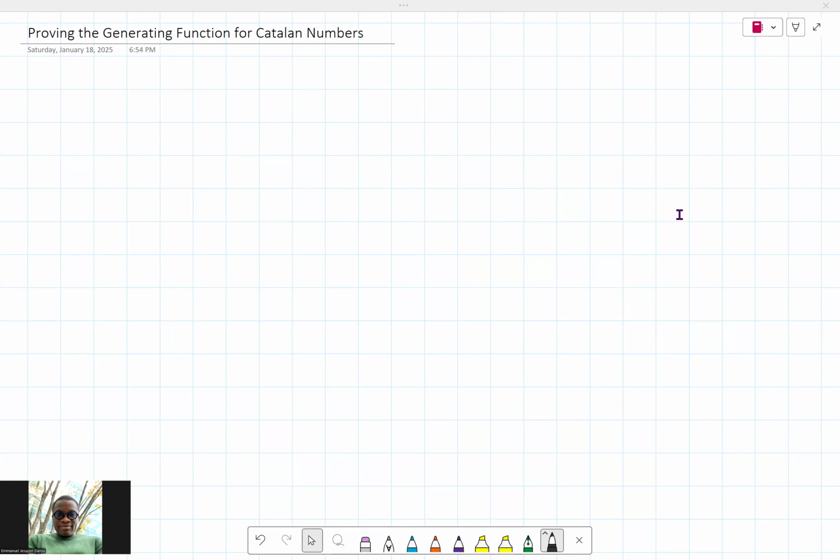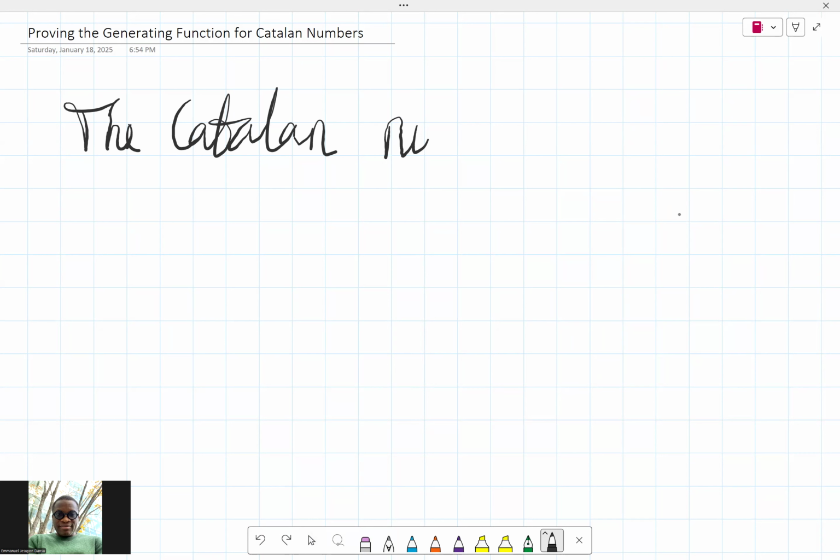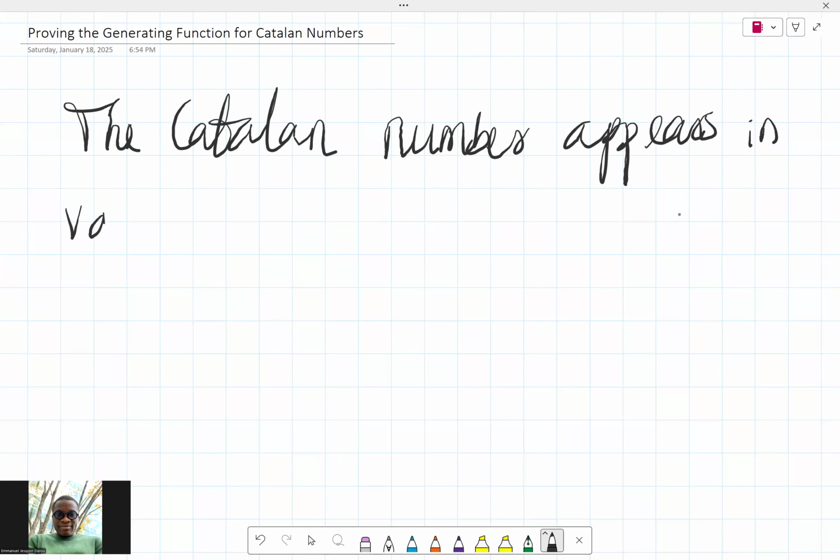In this video, we'll be proving the generating function for Catalan numbers, which is used in combinatorics. Let's go for that. The Catalan number appears in various combinatorial contexts. Combinatorics deals with counting.